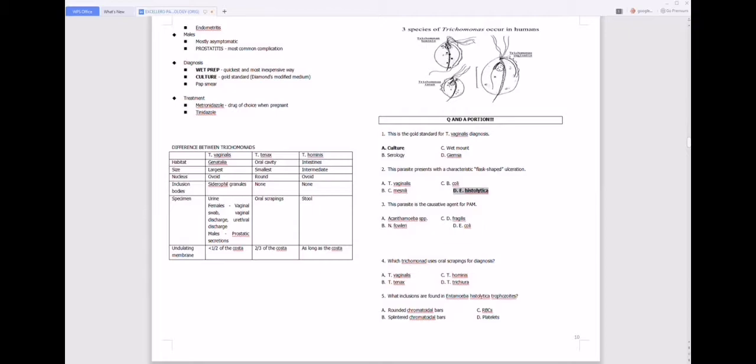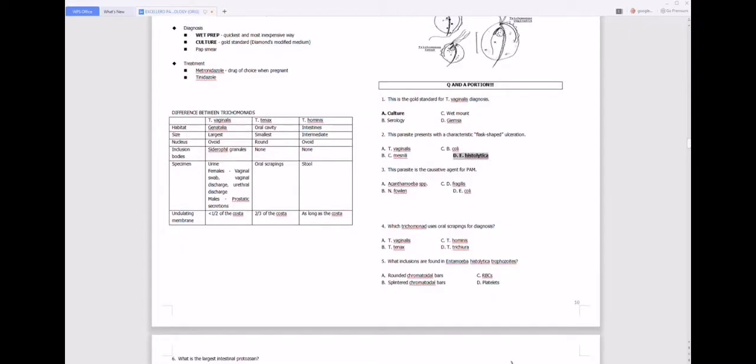Entamoeba histolytica. Kasi diba, Chilomastix mesnili is a commensal, so it will not form an ulceration. While B. coli and E. histolytica, both of them will present with ulceration, diba? But Balantidium coli will have a wine glass ulceration. E. histolytica, on the other hand, will have, like the question, flask-shaped ulceration. So the answer is letter D, Entamoeba histolytica.